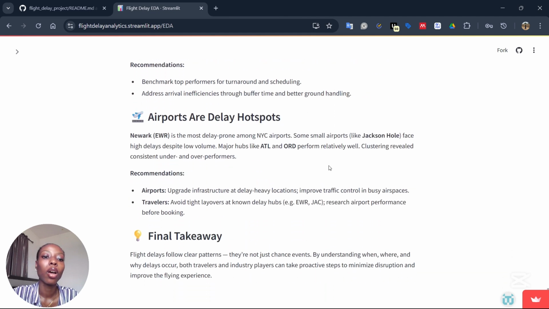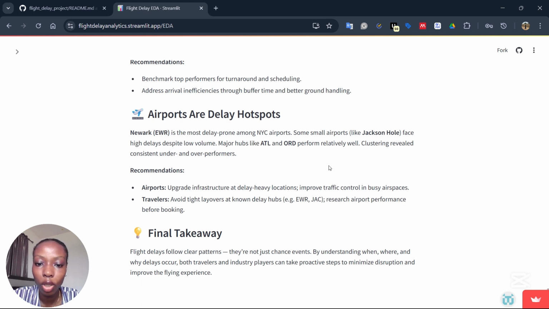We also know that some airports are delay hotspots. New York City airports are delay hotspots. If you are flying out of New York City, expect delays. We also know that some airports face high delays despite handling low volume, for example Jackson Hole, while some major hubs like Atlanta, despite handling very high volume, still perform well. And our clustering review shows consistent under and over performance.